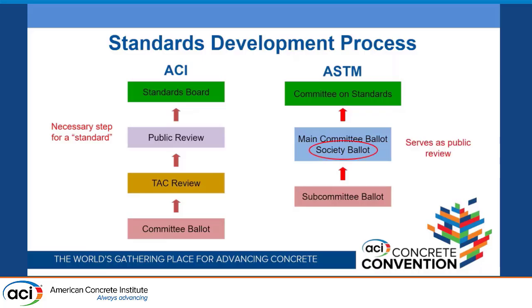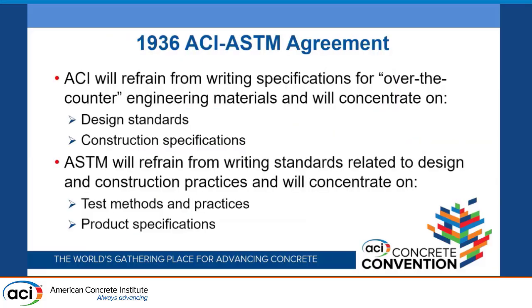And so the society ballot serves as that public review process or phase that's required of a standard that is done in accordance with the American National Standards Institute, ANSI. Now, what's to keep ASTM and ACI from writing conflicting standards?